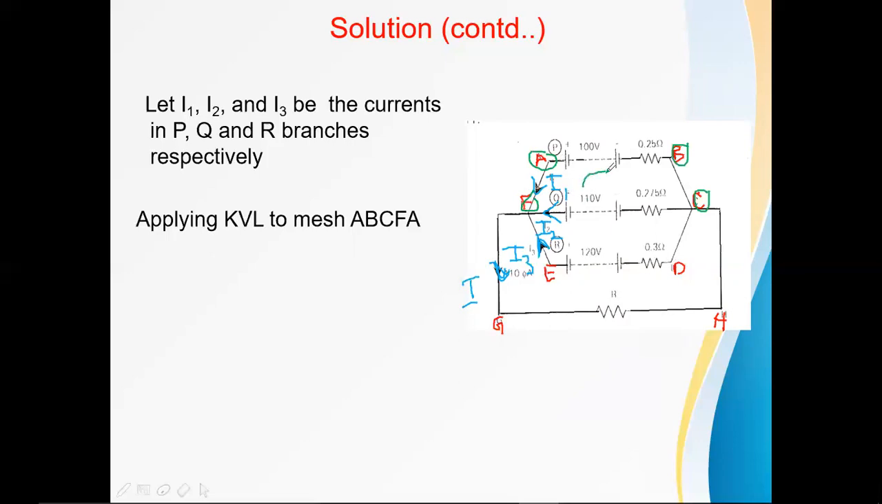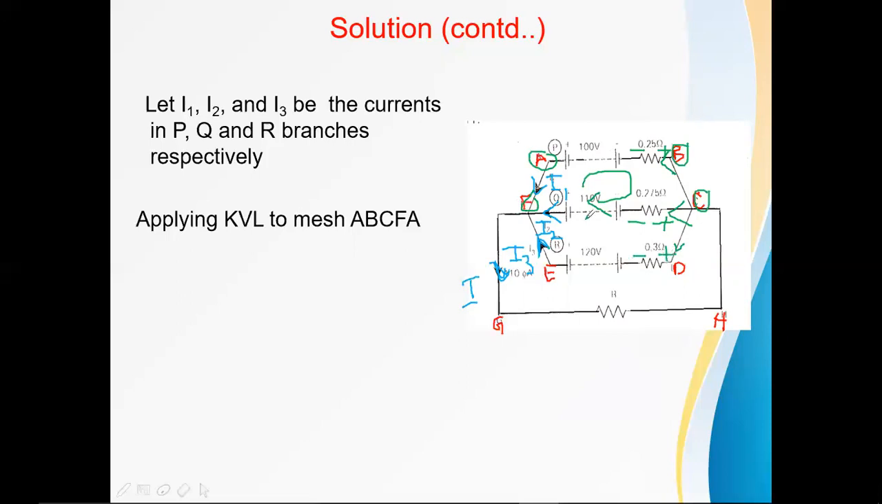Let me draw this in the clockwise direction. Based on this current direction, I1, and these are the signs, plus and minus. For this branch, the current direction is downwards, so again plus and minus. For this branch, the current direction is like this, then the signs will be plus and minus.